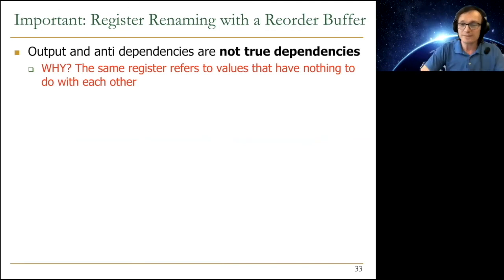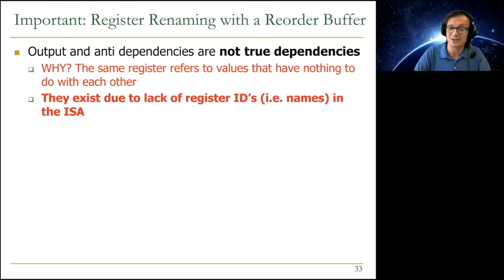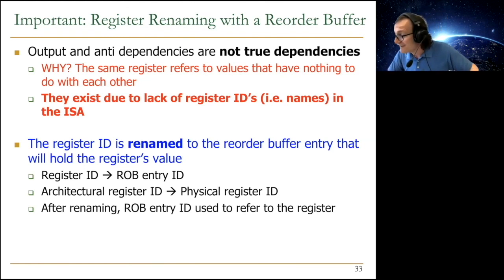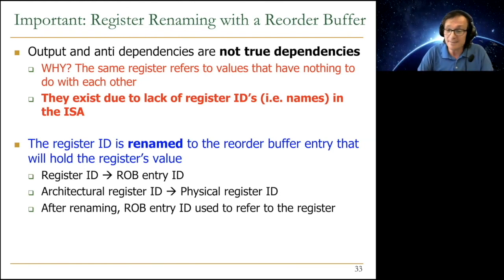Essentially, what we have done with the reorder buffer is register renaming. As I mentioned earlier, output and anti-dependencies are not true dependencies because the same register refers to values that have nothing to do with each other, right? And they exist due to lack of register IDs or names in the ISA. Now, what we've done with the reorder buffer is we have renamed the register ID to the reorder buffer entry that will hold the register's value. So basically, we have taken the architectural register ID and renamed it to a reorder buffer entry ID.